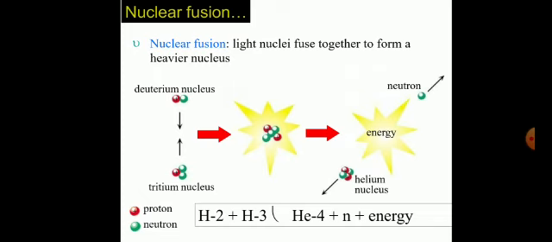We can also understand the working from this diagram. Here the red ball represents the proton, which is sign plus, and green ball represents the neutron. In the deuterium nucleus we have one proton and one neutron. In tritium nucleus we have one proton and two neutrons. When these two combine, then we get the helium nucleus, which is 2He4 as a product, and a neutron and tremendous amount of the energy.